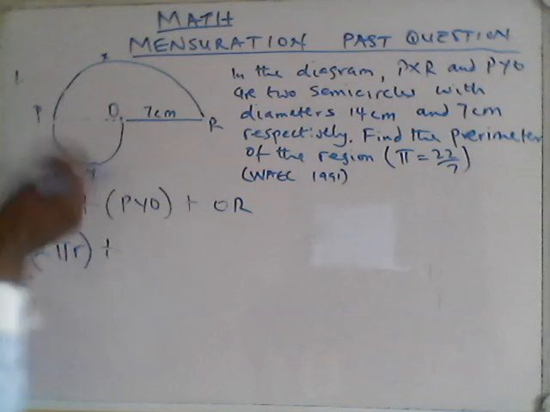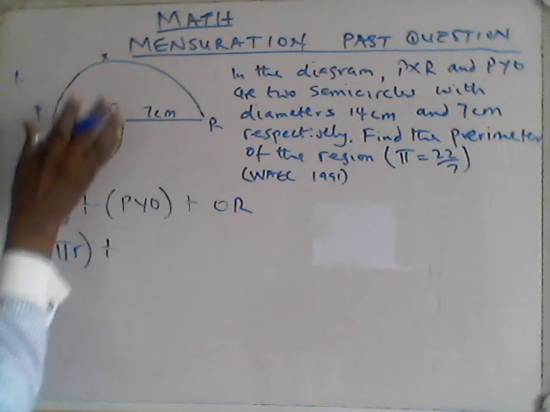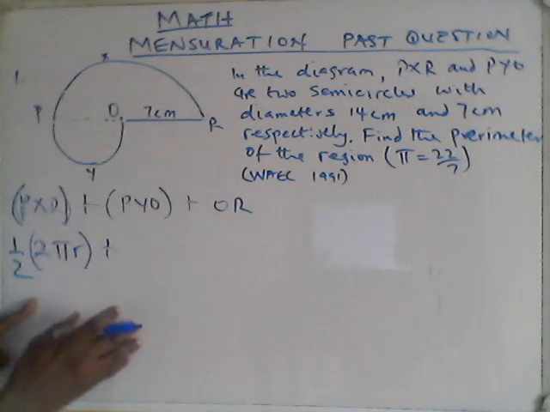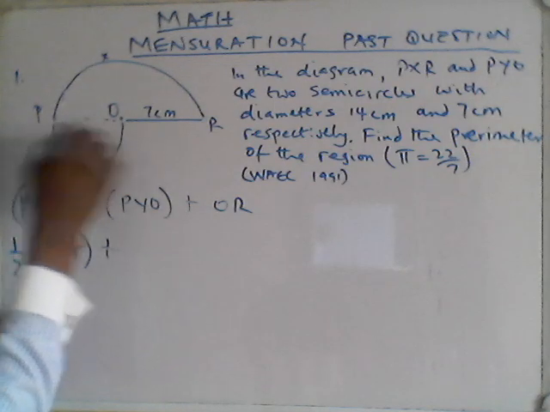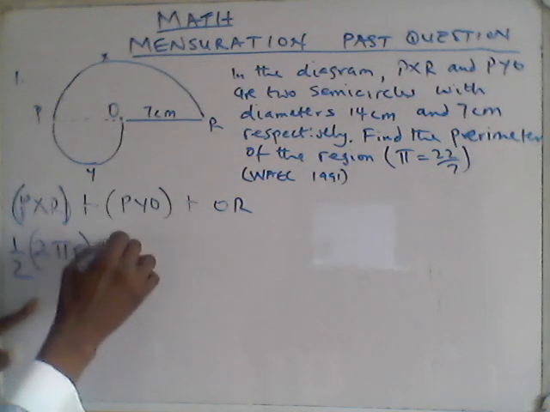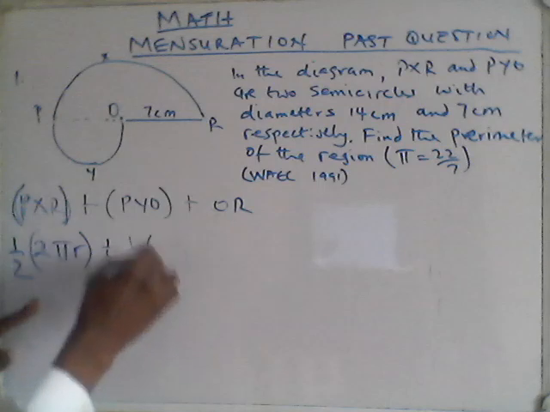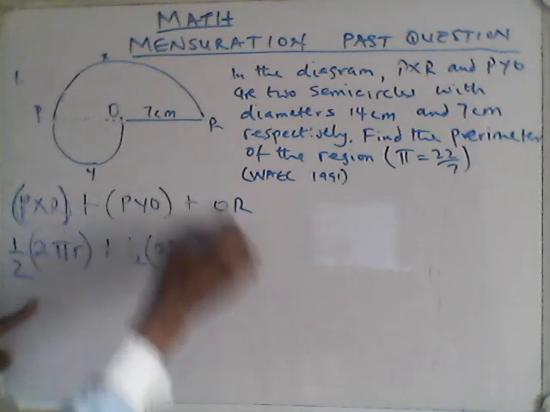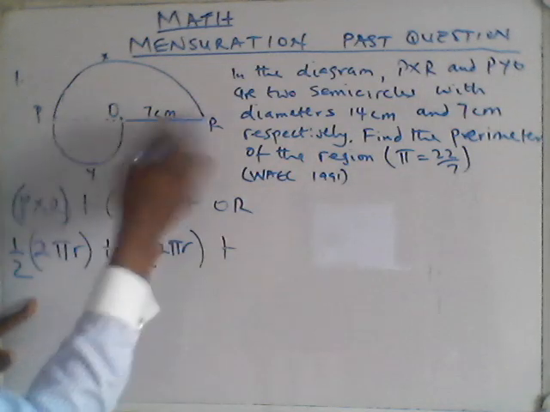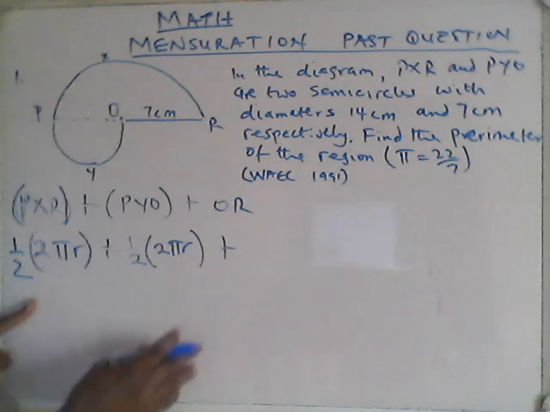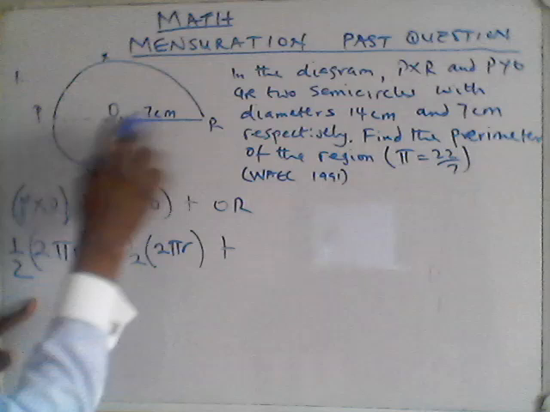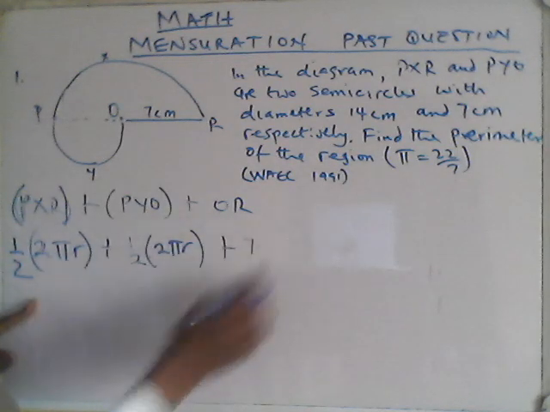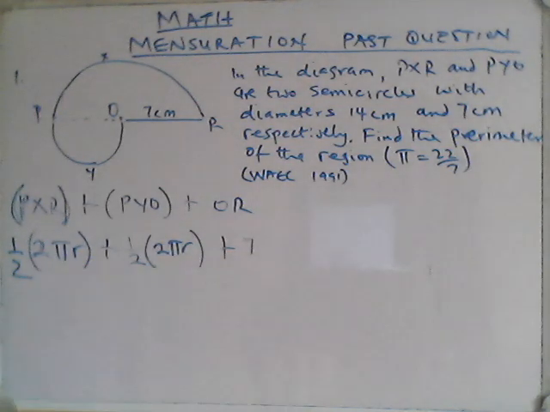PYO is another semicircle that is inverted on top to join this other one, and the circumference again is half of 2 pi r. Then OR is just a simple line from O to R. So I can just put the dimension there, 7. So I've broken it down. So from here on, I can now quickly solve.